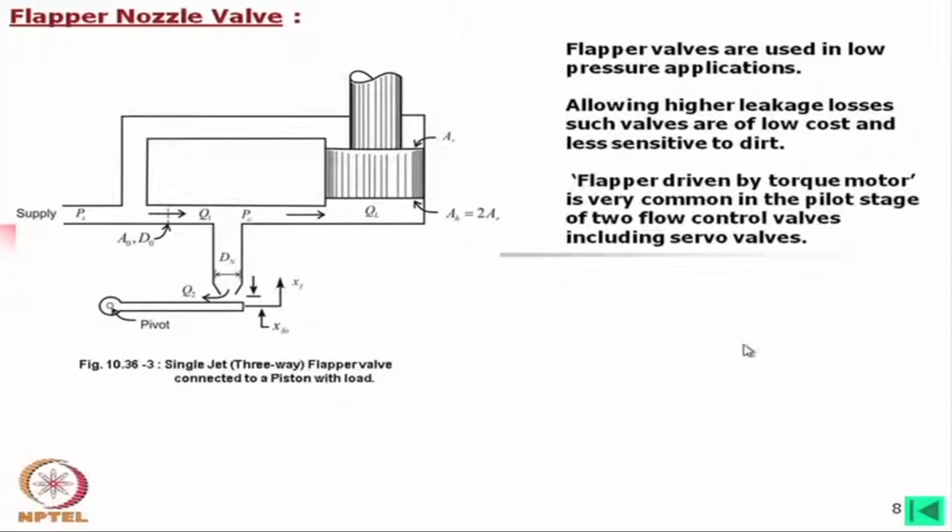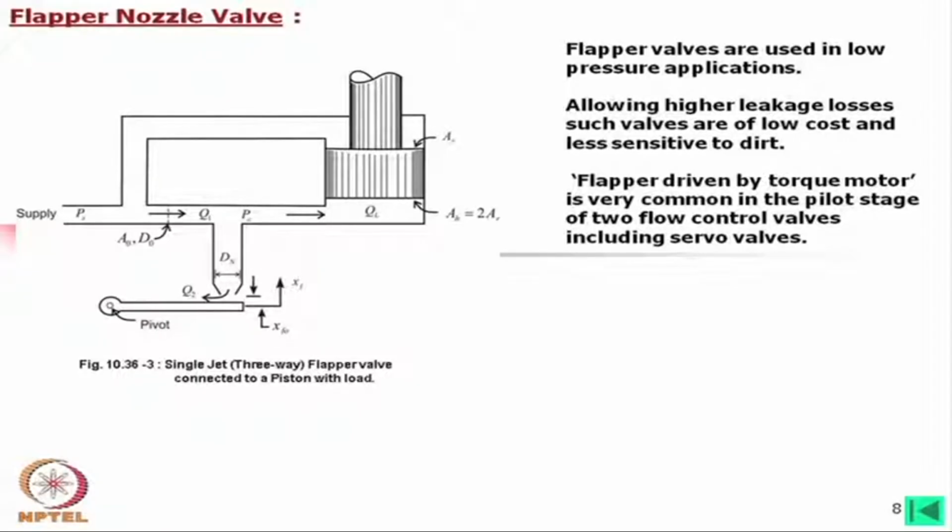Flapper driven by torque motor: usually a torque motor will be used there. What is a torque motor? We know this motor principle. The armature is such that it will generate some torque with the current. If we increase the current, there will be more torque. If we decrease the current, there will be less torque. This is very common in the pilot stage of flow control valves, including servo valves.